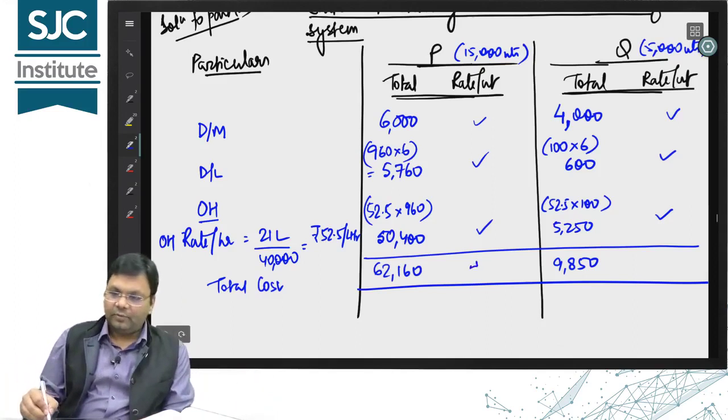Per unit, for P it is 4.144 and for Q it is 1.97. All right.